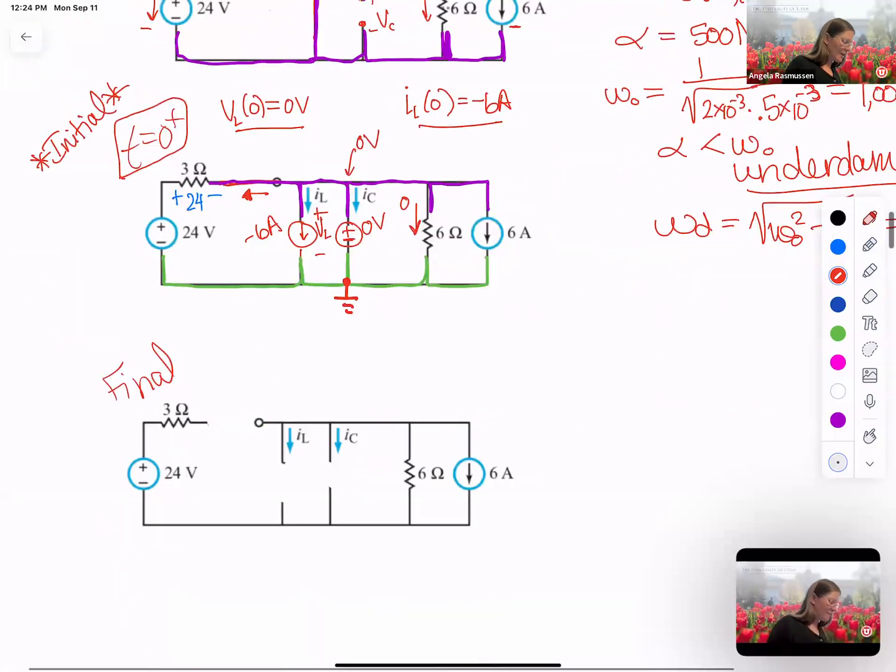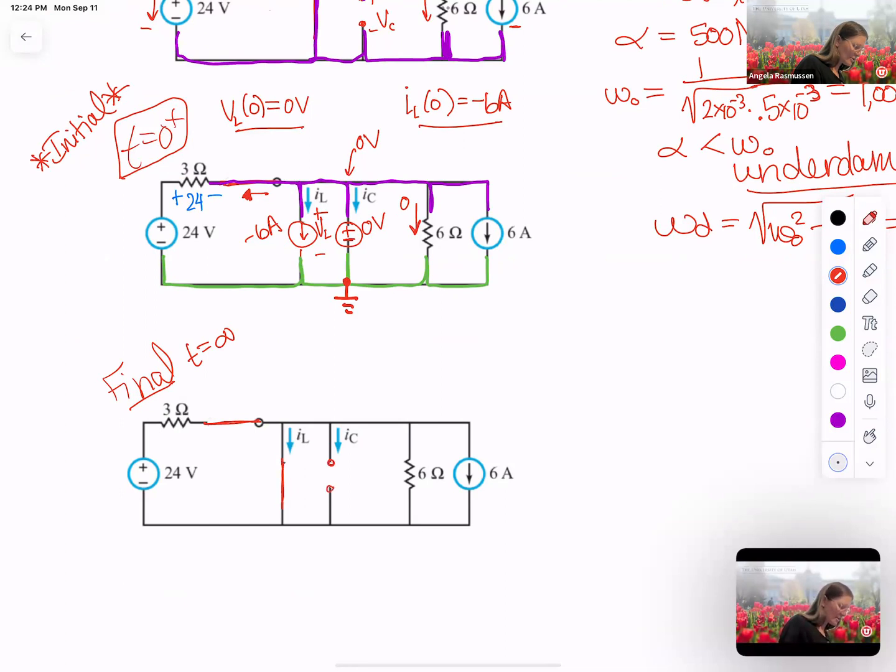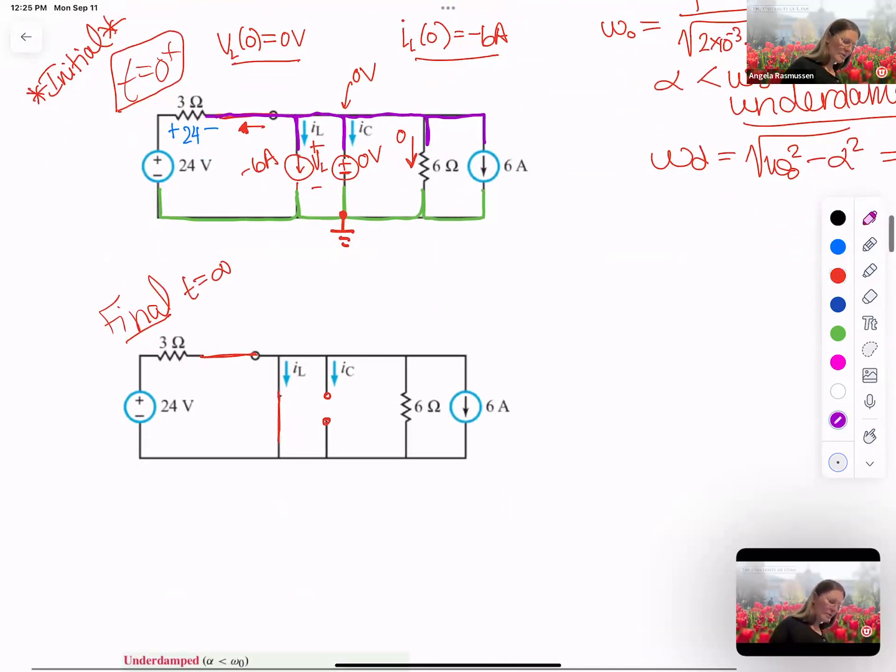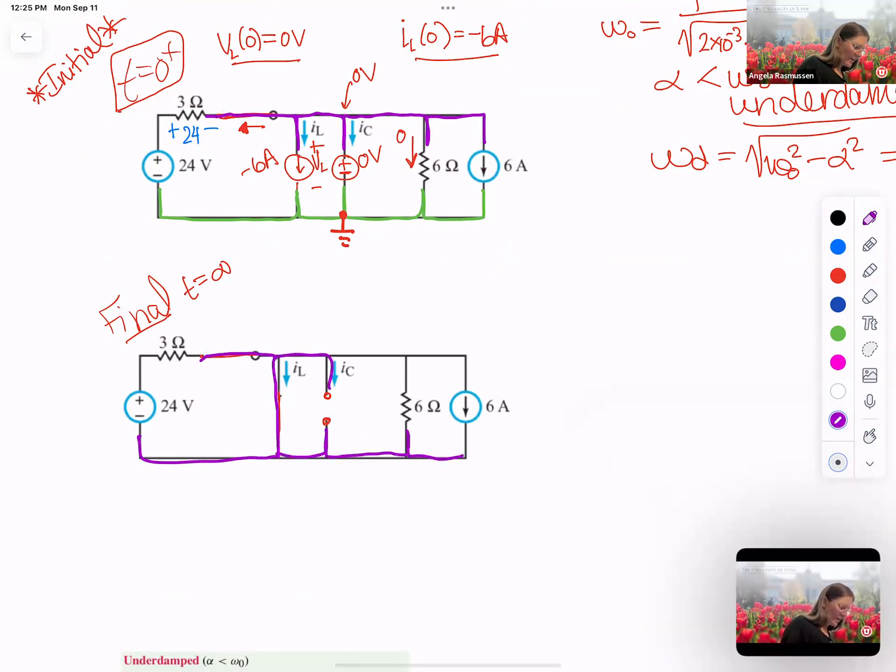And now I need my final value. So it closed again. And this time it's sat for a long time. So that's closed and this is open. So this becomes a little more complicated because I kind of have this now at more of a ground position.